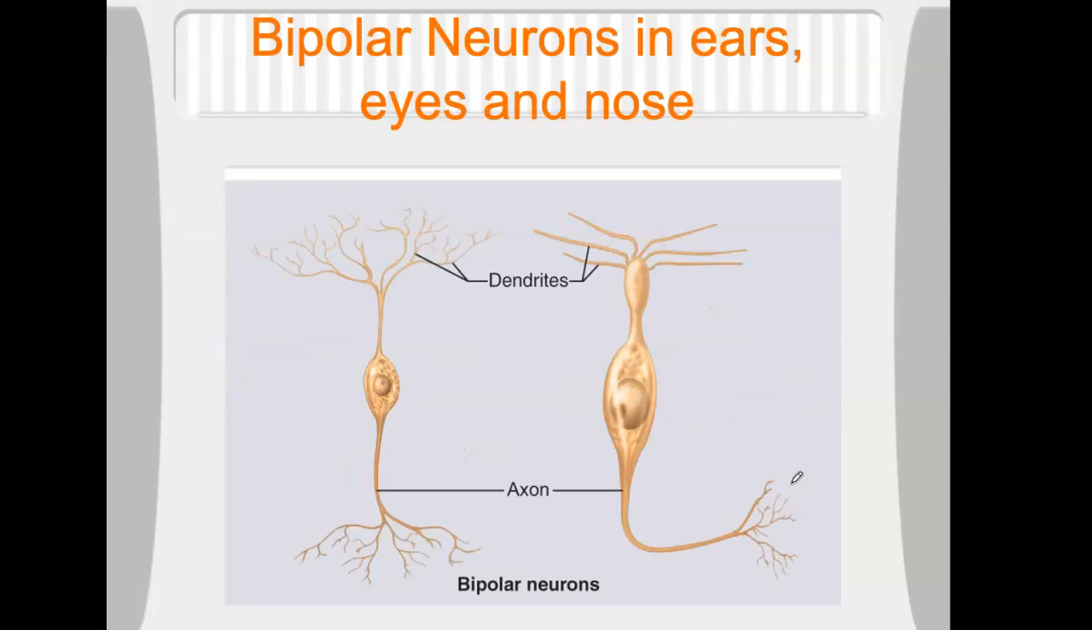Bipolar neurons are also in the eyes. They're also in the ears. They're set up in very specific ways where they're going to connect certain cells that are receptor cells to certain portions of the eye, and I'll show you that when we get to the eye. For now, just know that these bipolar neurons are found in the eyes and the ears, and some in the nose also.